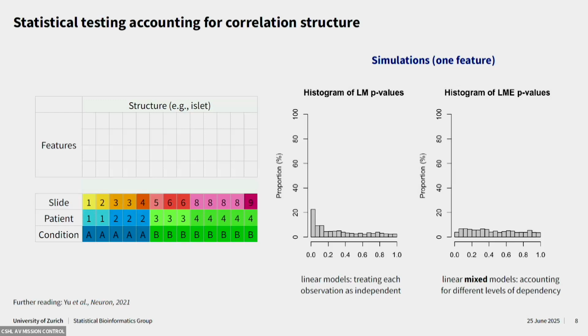We performed null simulations, and based on the data set here, just the correlation structure that we observe, you can have a false discovery rate that increased by up to 20%. So an easy solution is using linear mixed effect models. You can account for different levels of correlation. And then you stay below your desired false discovery rate threshold. So that was the first example.